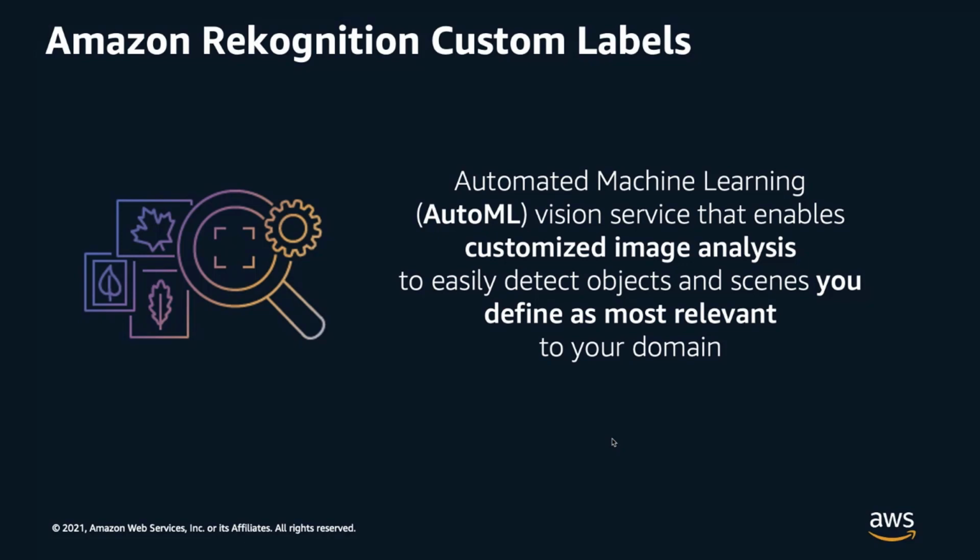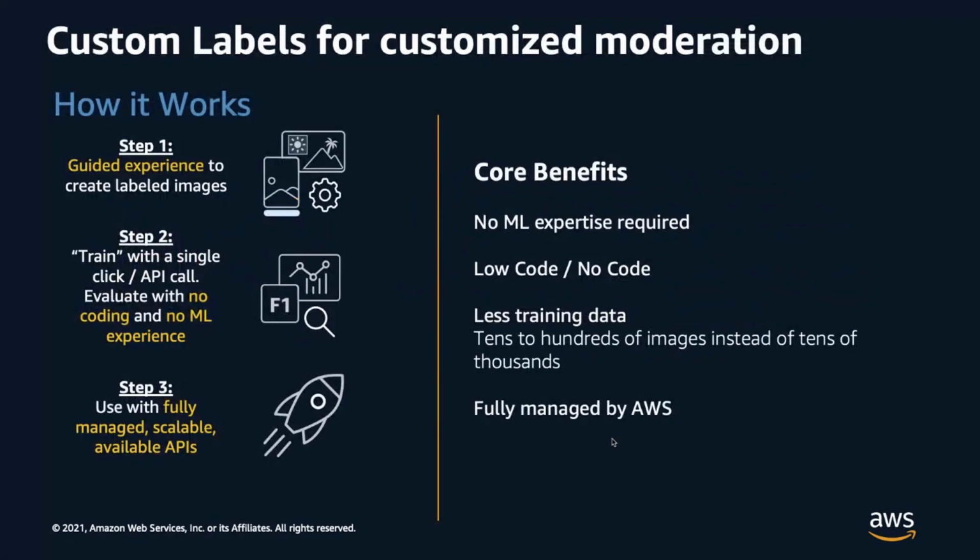Custom labels is an AutoML vision service that allows customized image analysis. You can come in, define your own labels, bring your own data, and very easily train powerful computer vision models with the click of a button. With custom labels, you get a guided experience. There's a nice UI where you can upload your images, hand label them, and walk through the whole model training process. It's as simple as clicking a button, so it's low code to almost no code.